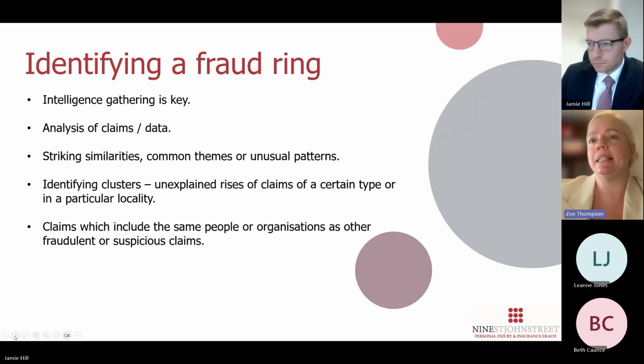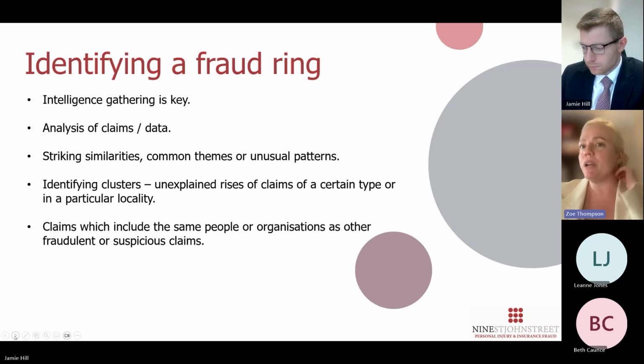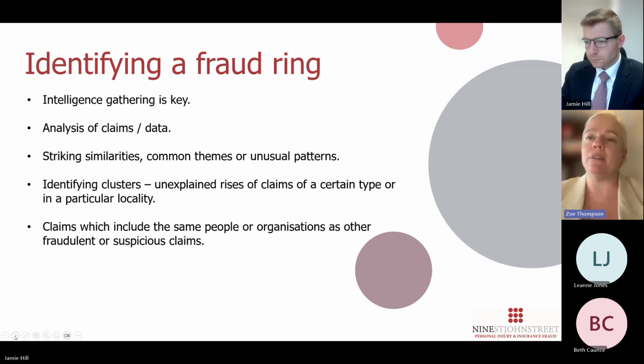Next slide. How do you identify a fraud ring? Well, it all starts with your intelligence gathering and the analysis of claims and data that you have coming in, spotting similarities, spotting unusual patterns, spotting things that are happening repeatedly in cases. And what you can sometimes find when you start with your fraud ring is that you have a lot of cases that might fall into a very generic category. So you have the same solicitors, the same credit hire company, you might have the same geographical area.